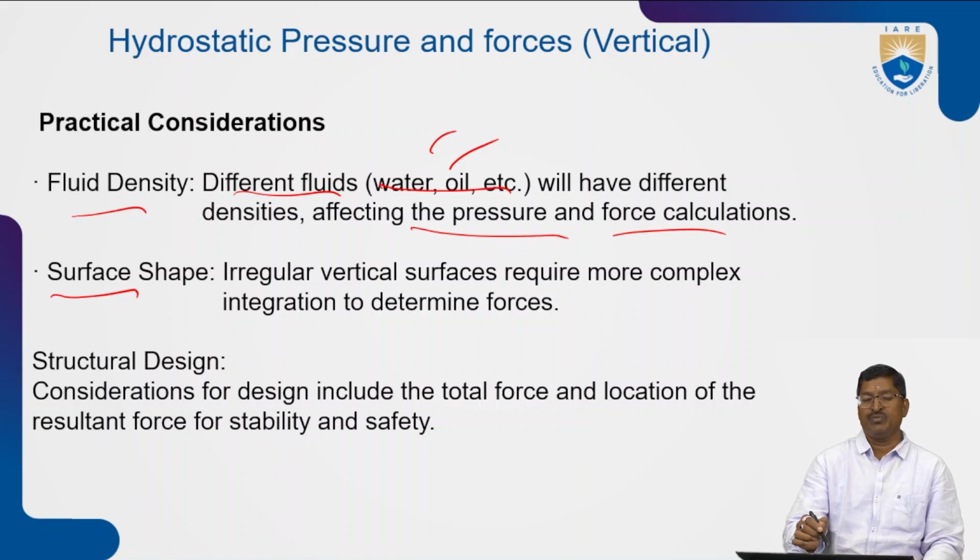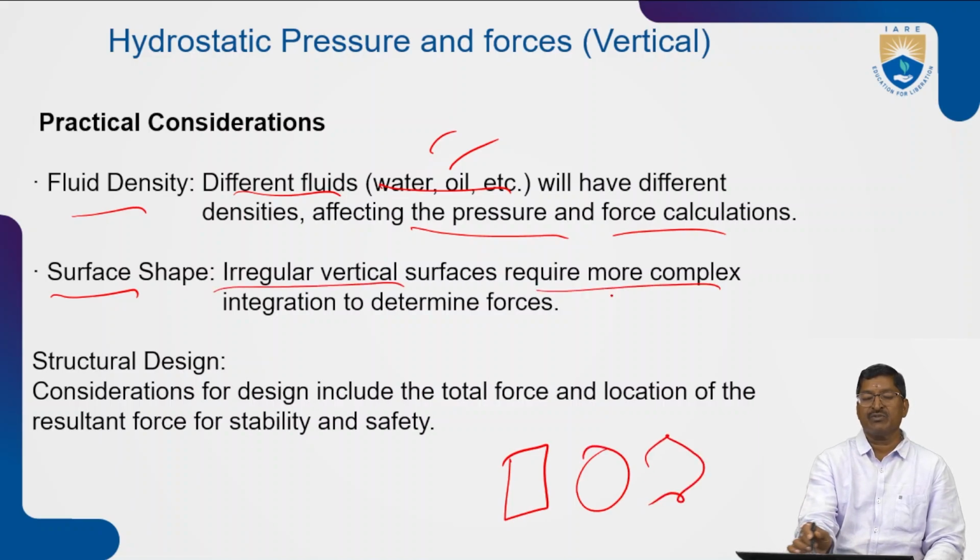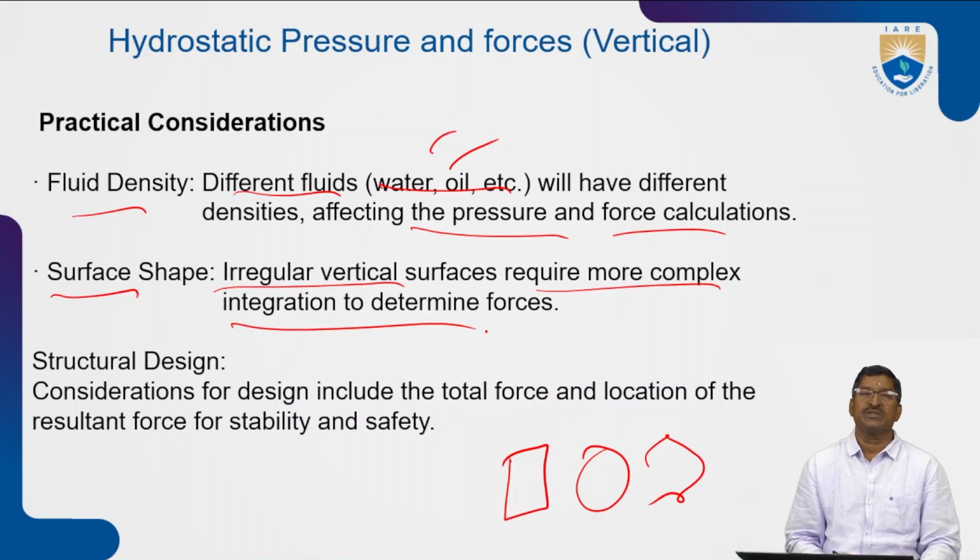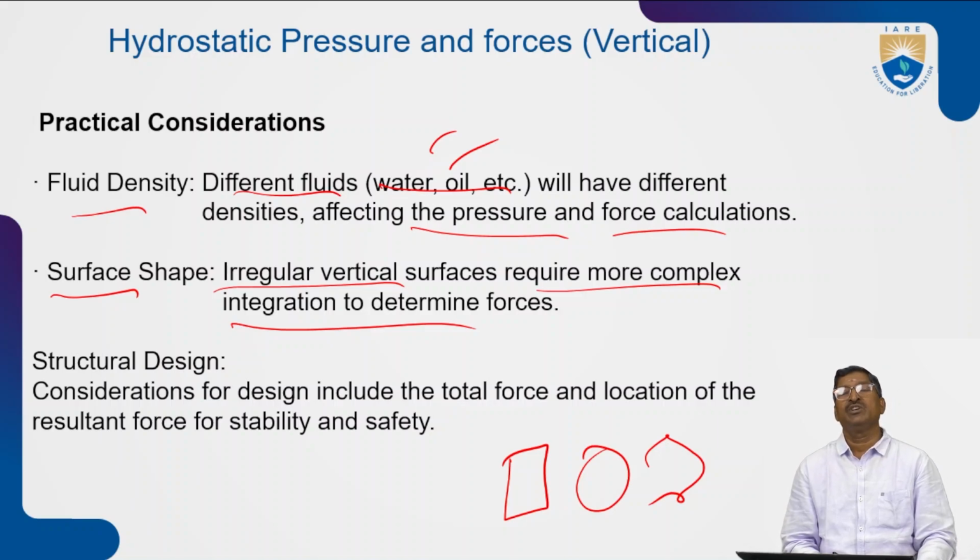What about the surface shape? The shape may be rectangular, circular, or irregular. Irregular vertical surfaces require more complex integration to determine forces. For normal regular shapes, circular or rectangular, we have area and moment of inertia formulas, so you can easily calculate the hydrostatic forces. Whereas for irregular shapes, you cannot use the formula, so we can go for integration methods to find the area or moment of inertia of that vertical surface. The more irregular the surface, the more complex the integration required.